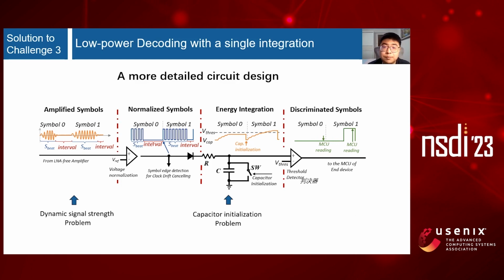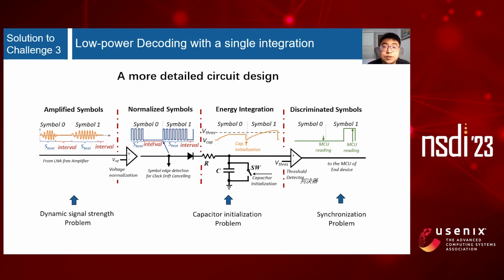The second problem is the capacitor initialization. After the capacitor has completed the integration operation of the previous symbol, the voltage in the capacitor needs to be released to avoid the residual voltage from affecting the integration result of the next symbol. Therefore, we need to control a switch to release the residual voltage in the capacitor at the end of each symbol to initialize the capacitor.